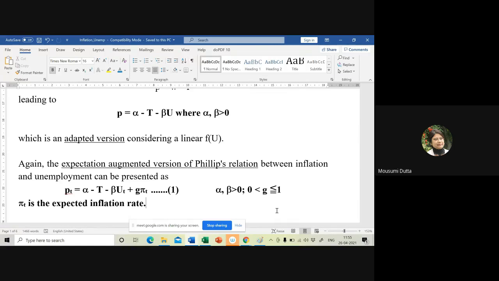In the context of macro, lots of prediction and forecasting takes place. What will be the expected rate of interest? What will be the expected inflation rate? Expected rate. So lots and lots of forecasting.